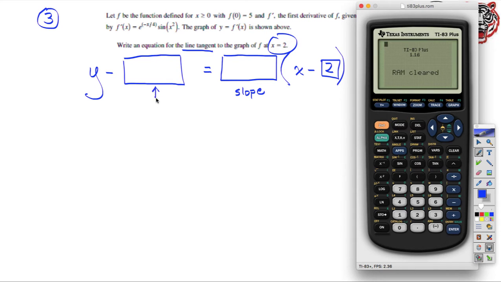So what goes in here? What do we need to evaluate? This needs to be the y-coordinate, right? This is the x-coordinate, and this is going to be the y-coordinate. So when x equals 2, this is going to be f of 2 that goes in there. And what goes in the slope? f prime of 2. Perfect. So which one do we want to find first?